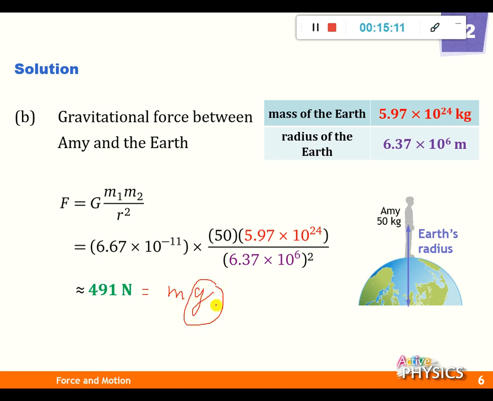This one explains why. We can find that g is near to 10 or 9.81. How to get it? At the back end, it comes from the law of gravity.